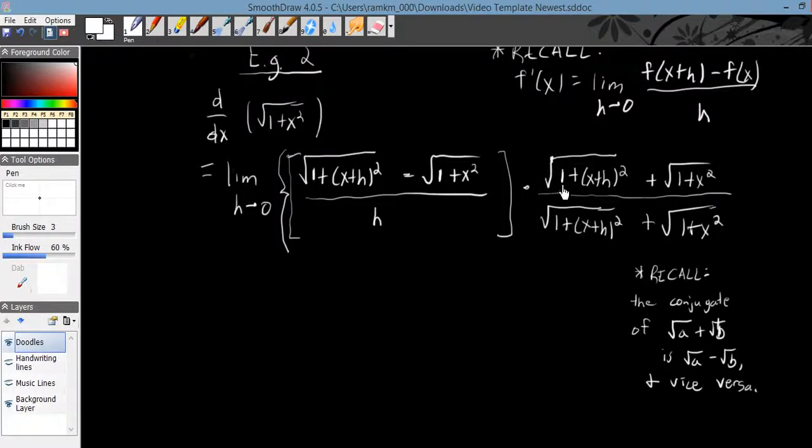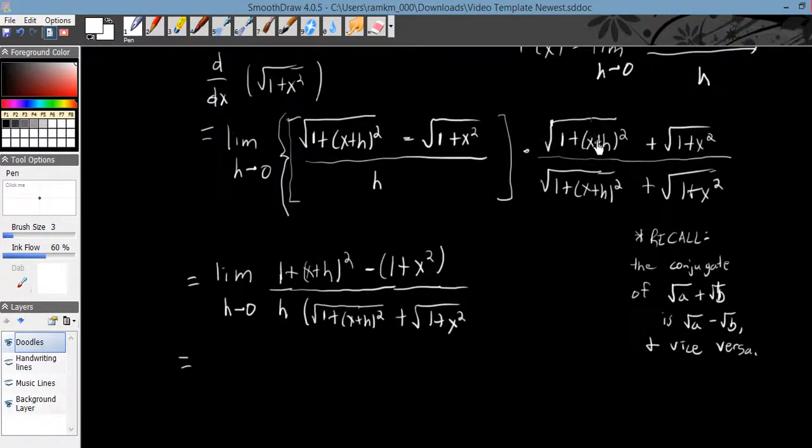So we're going to both multiply and divide by that conjugate, because remember, if we multiply and divide by the same number, that's equivalent to multiplying by 1, so we're not really changing the value of the quantity here. So the conjugate of this expression is the square root of 1 plus x plus h, the quantity squared, plus the square root of 1 plus x squared. So we're going to multiply and divide by that quantity.